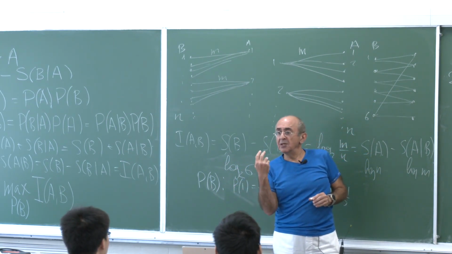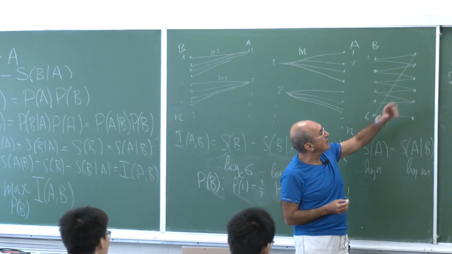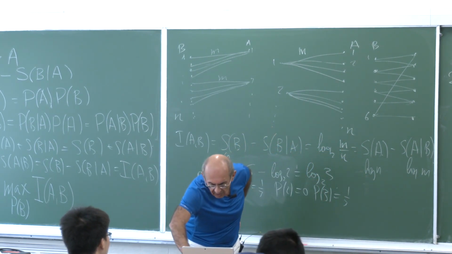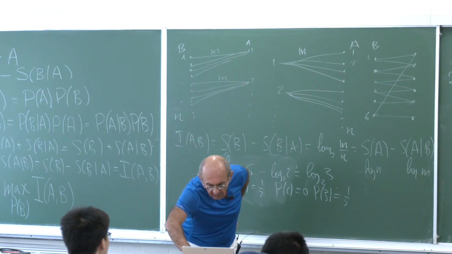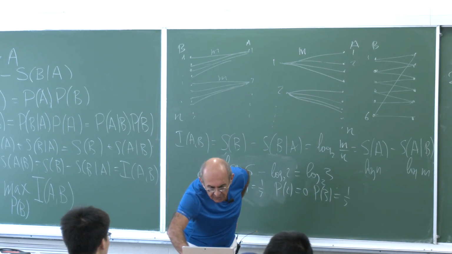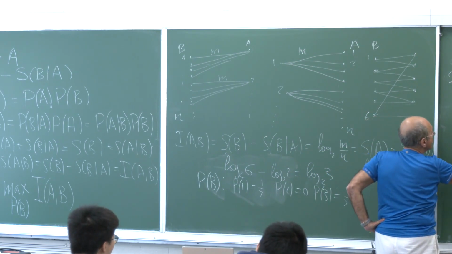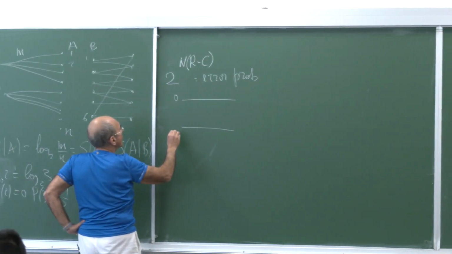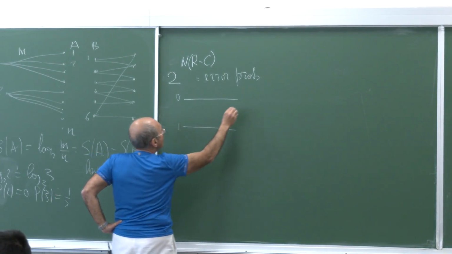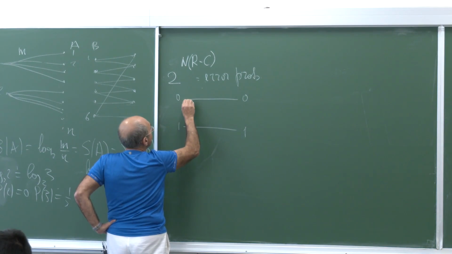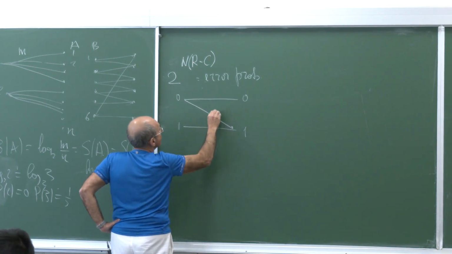Now, let me give you a feeling of the argument, where it comes from. Let's consider a very particular case: imagine that we have a binary channel, just that simple. 0, 1, 0, 1, but it can make errors with a probability q.